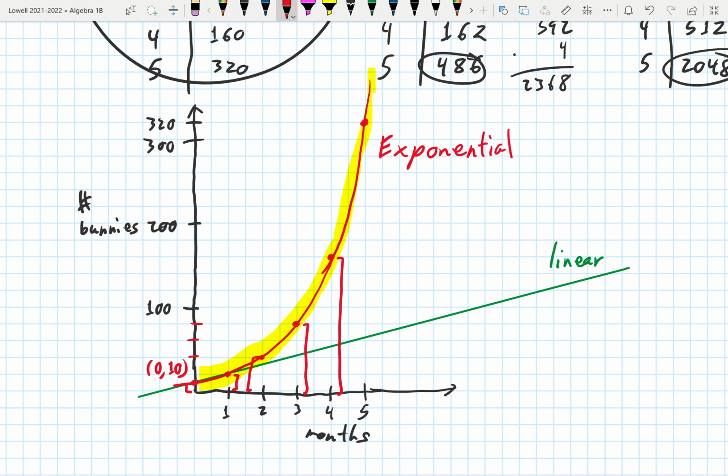Alrighty, so again, after these last 2 videos, you should hopefully understand, hey, in a table, how do I identify exponential growth? How can I create the equation to represent exponential growth? And what does the graph of exponential growth look like?